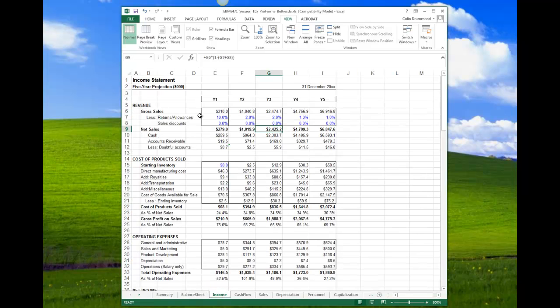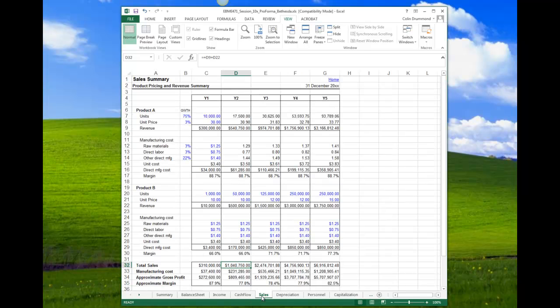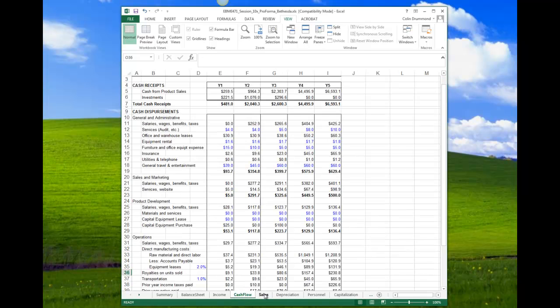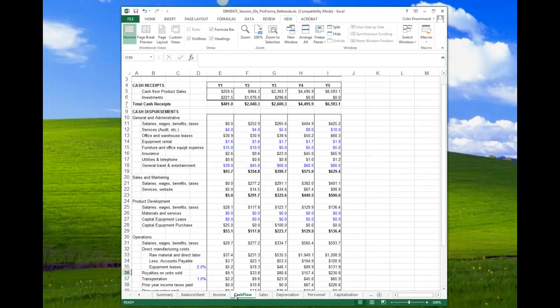Next would come the income statement. Look, once again, except for returns, allowances, and sales discounts and your starting inventory, there's really not much to enter here in order to create a pro forma. Where the real work comes into play is in the cash flow and also in sales. So it's your cash flow, your sales, and actually your personnel where most of the work is centered. Even on the cash flow, the top line that we're always concerned about is basically the cash from product sales, your investments, and your total cash receipts.